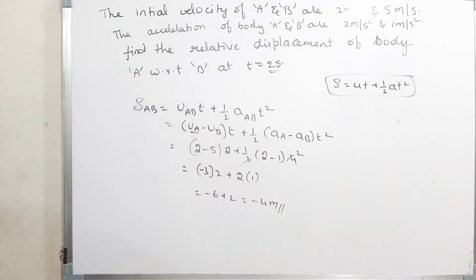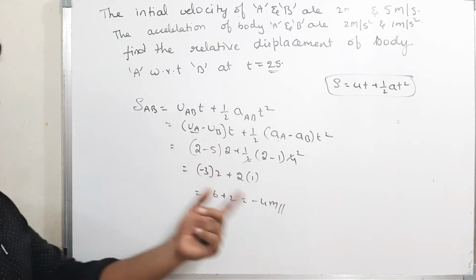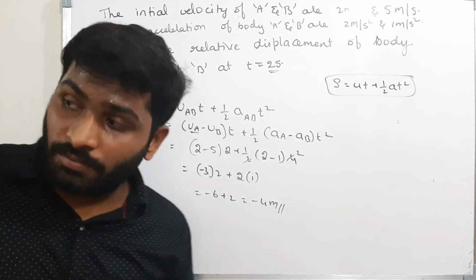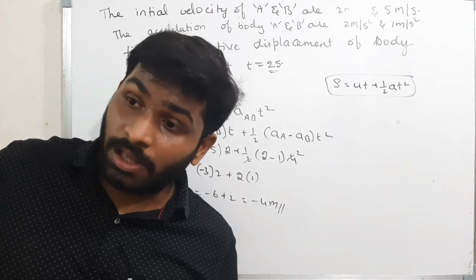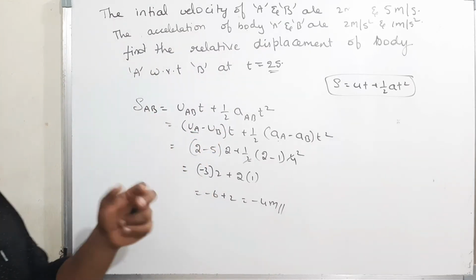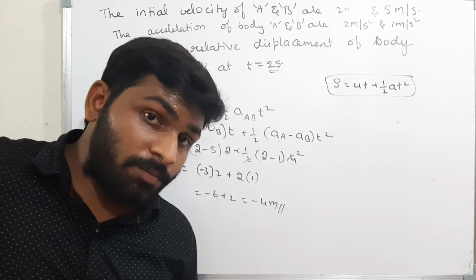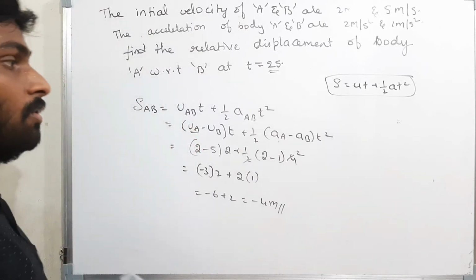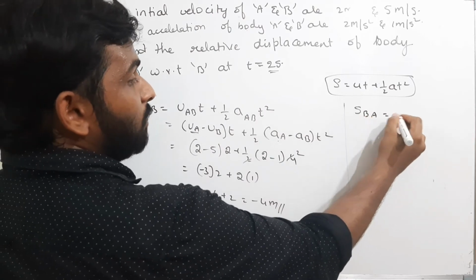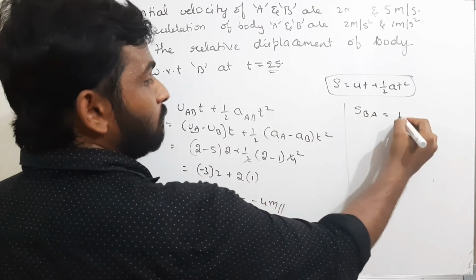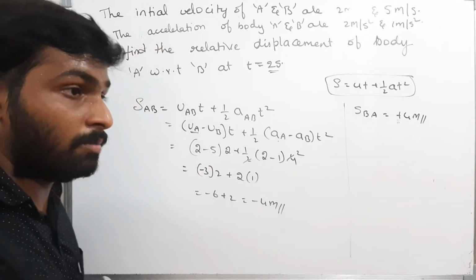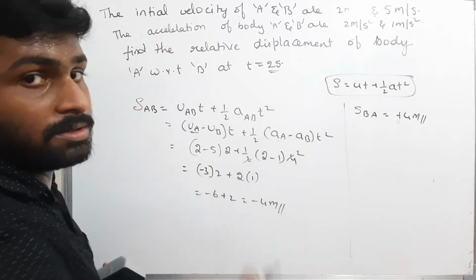The relative displacement of body A with respect to body B is minus 4 meters. That means if B is the observer, the body A is 4 meters back of body B. That is the meaning of this. If they told us to find the relative displacement of B with respect to A, how much? If this is minus 4, this will be plus 4 meters. And if A is the observer, A will feel as if the body B is 4 meters ahead.